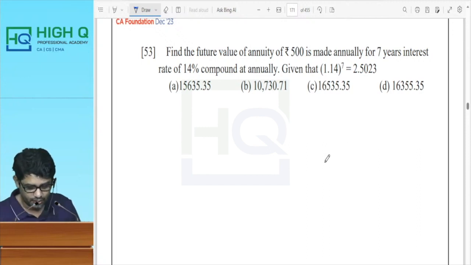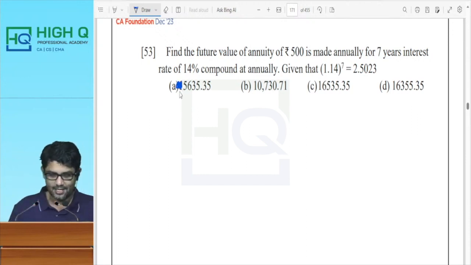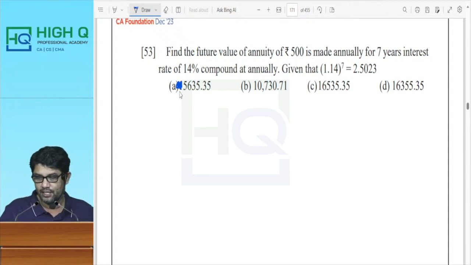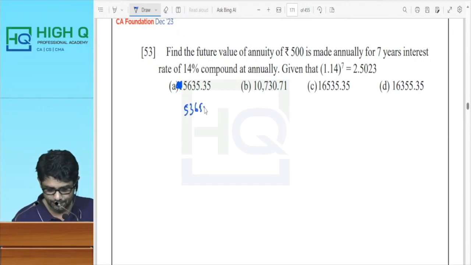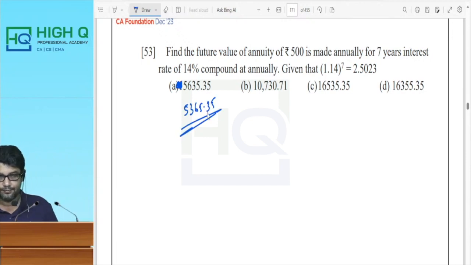Oh, sorry. This is printing mistake. One will not come. Printing mistake. 5365.35. Am I right, my dear? Are you getting this answer, my dear? 5365.35.